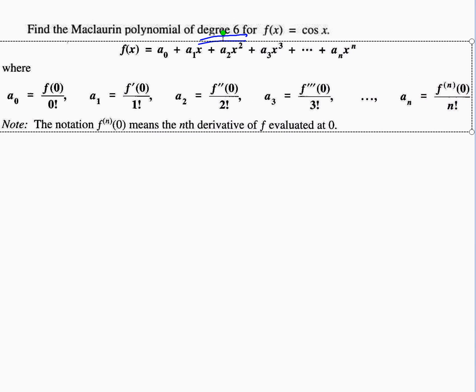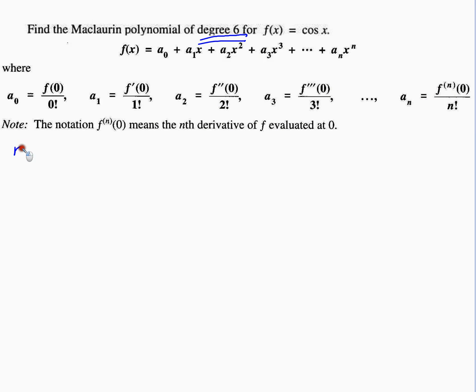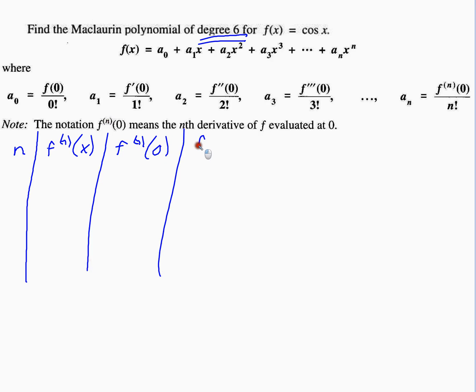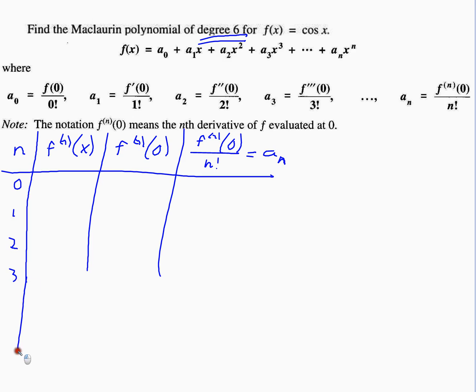So what we're going to do is take our n, and that's going to be our different derivatives. It's going to be our nth derivative. We'll plug in 0, and then we'll divide that by the factorial that's necessary. And that will really be our a sub n. So we're going to go all the way down to 6 here because we asked for degree 6: 0, 1, 2, 3, 4, 5, and 6. And hopefully you'll see a pattern.